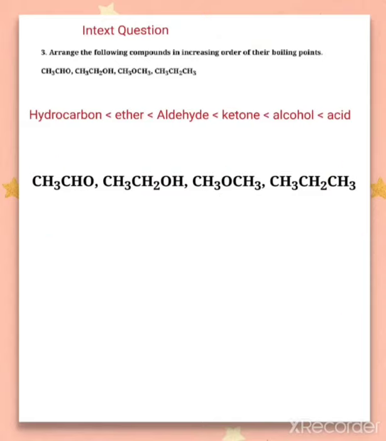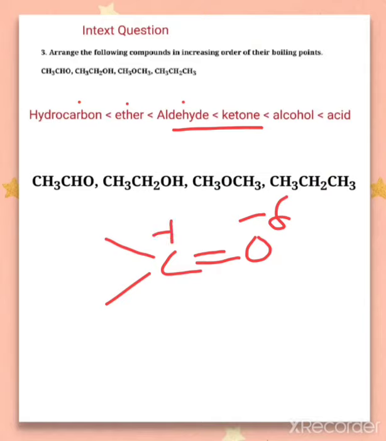Now when the given compounds are of comparatively similar masses, we can apply this sequence: hydrocarbon has the least boiling point because they are non-polar. Then ether, which is weakly polar, so compared to hydrocarbon, ether has a greater boiling point, but only slightly. Then the aldehyde, because aldehydes and ketones have the carbonyl group, which has a partially negative part and a partially positive part.